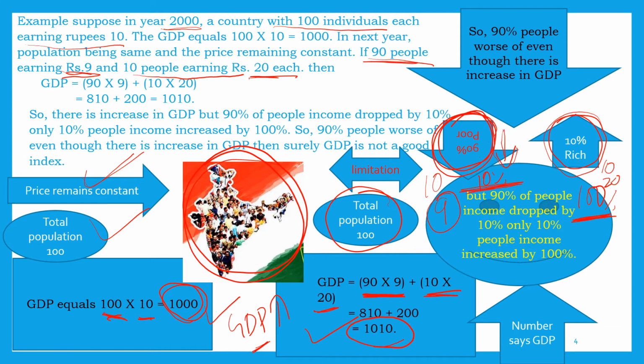So here, how can you say that GDP acts as a good indicator when 90% of people are poor? 90% of people have become poorer, and only 10% of people have become rich. The increased GDP is enjoyed by 10% of people and 90% of people have become worse off even though there is an increase in GDP. So because of this reason, we say that GDP is not a good indicator.